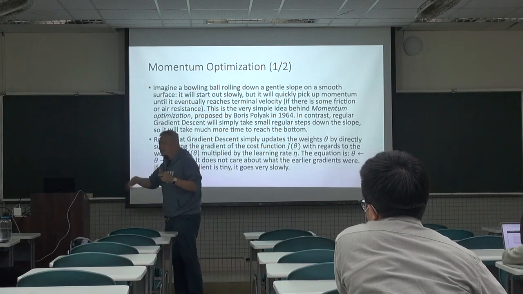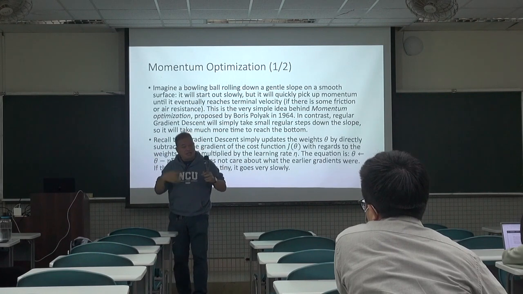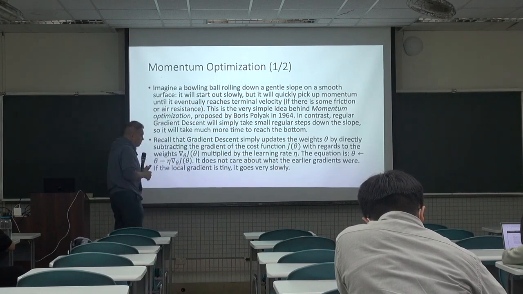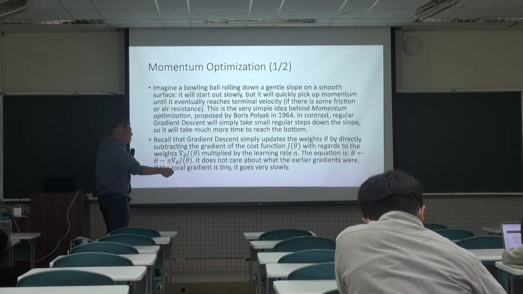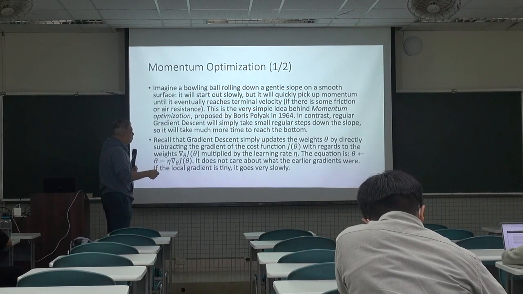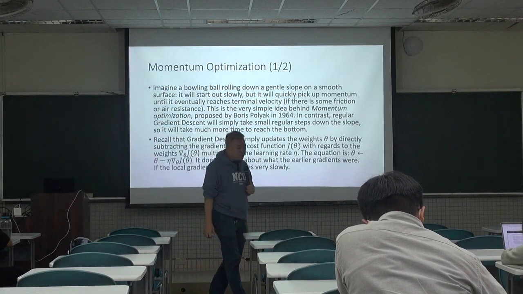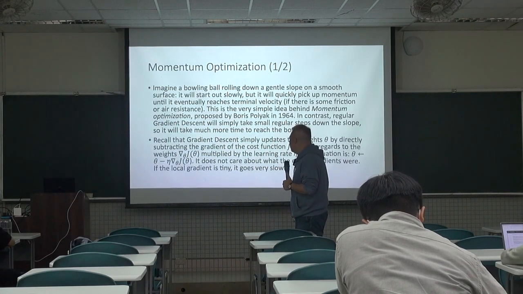Eventually, but at least at the beginning, you see the ball keep moving faster and faster, right? That's the basic physics that you should learn from the experiment, basically. So this momentum optimization has been proposed by Boris Polyak. When was that? 1964. This thing was proposed not for deep learning. It was proposed a long, long time ago.